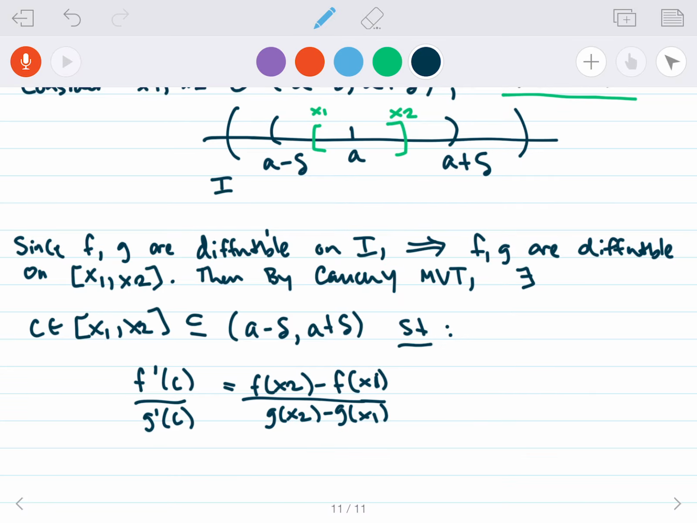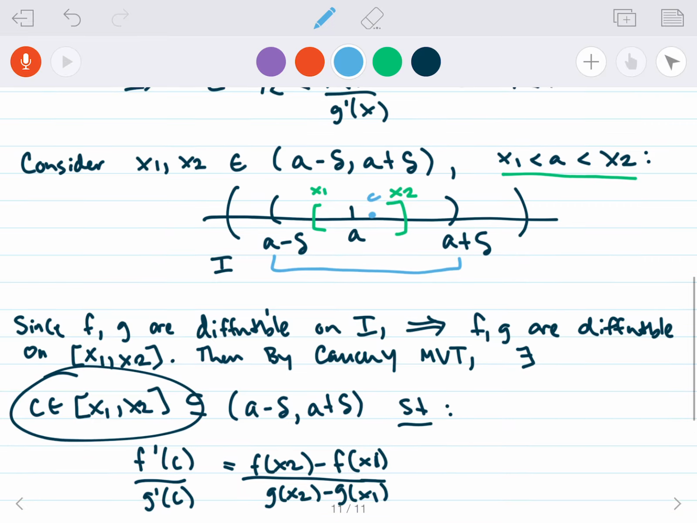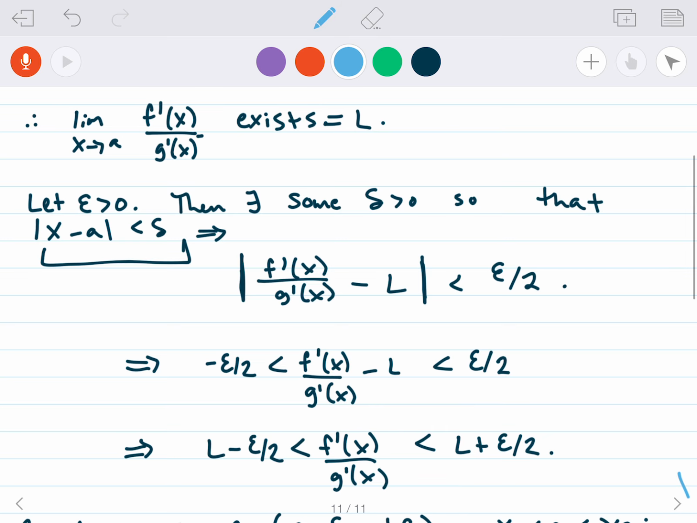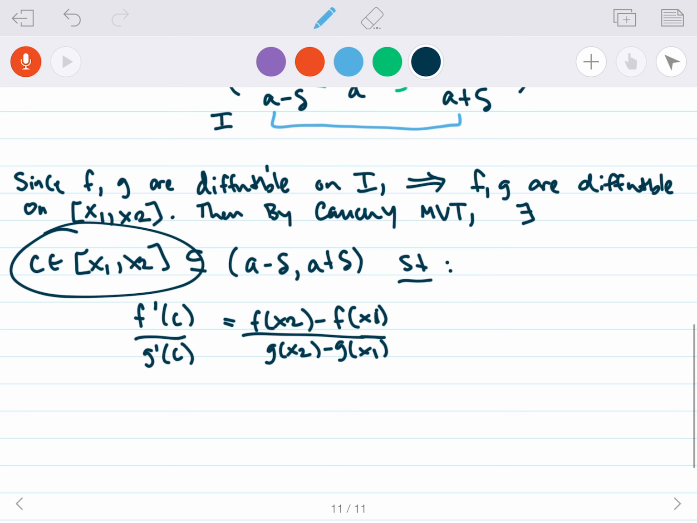But wait a second, c is in here, right? And if c is in here somewhere, then it means that it's in my delta neighborhood. And what does that mean? Well, that means I can simply replace c in here, and f prime over g prime is going to be in this epsilon over 2 neighborhood, basically. So that's the idea here. I'm just using that limit definition that we have up there.